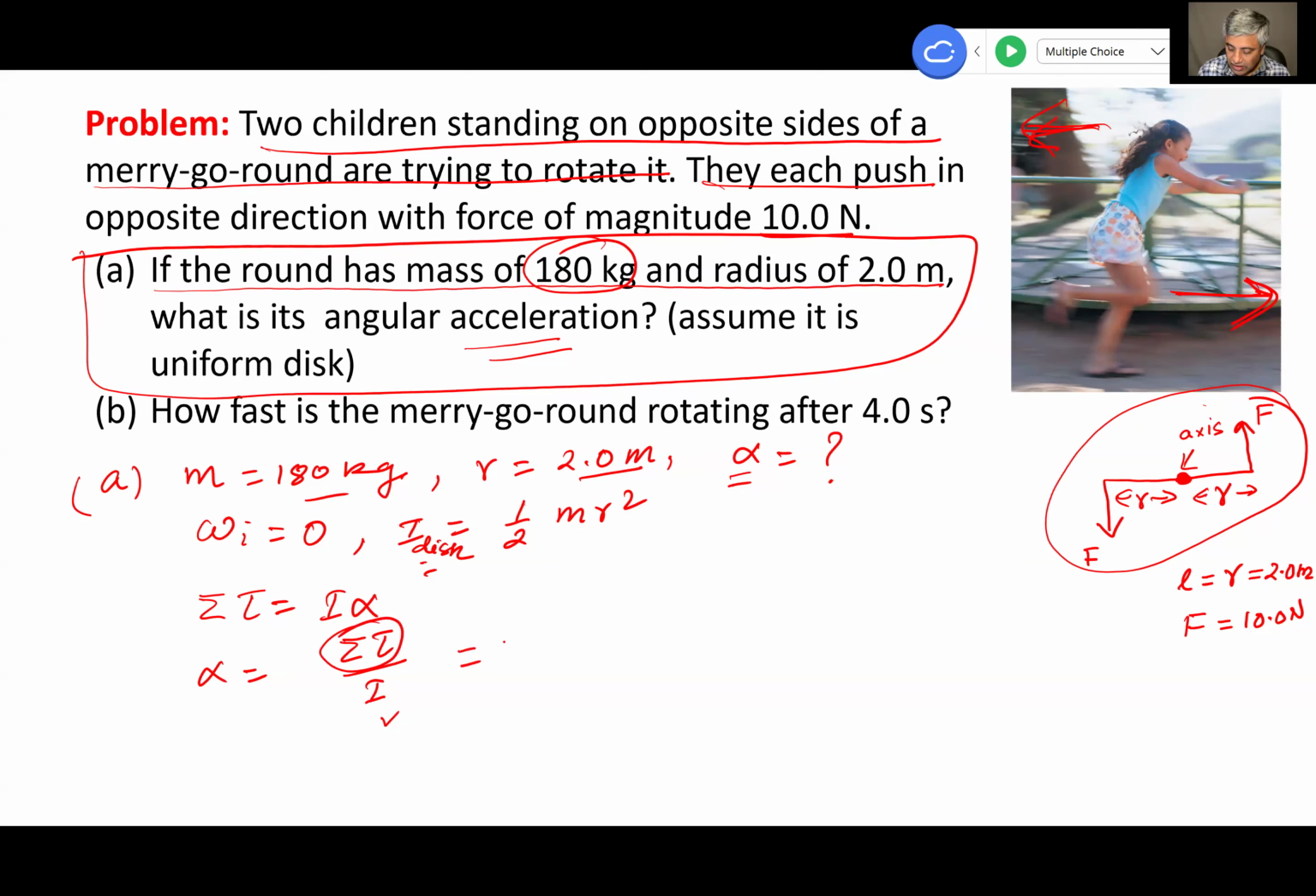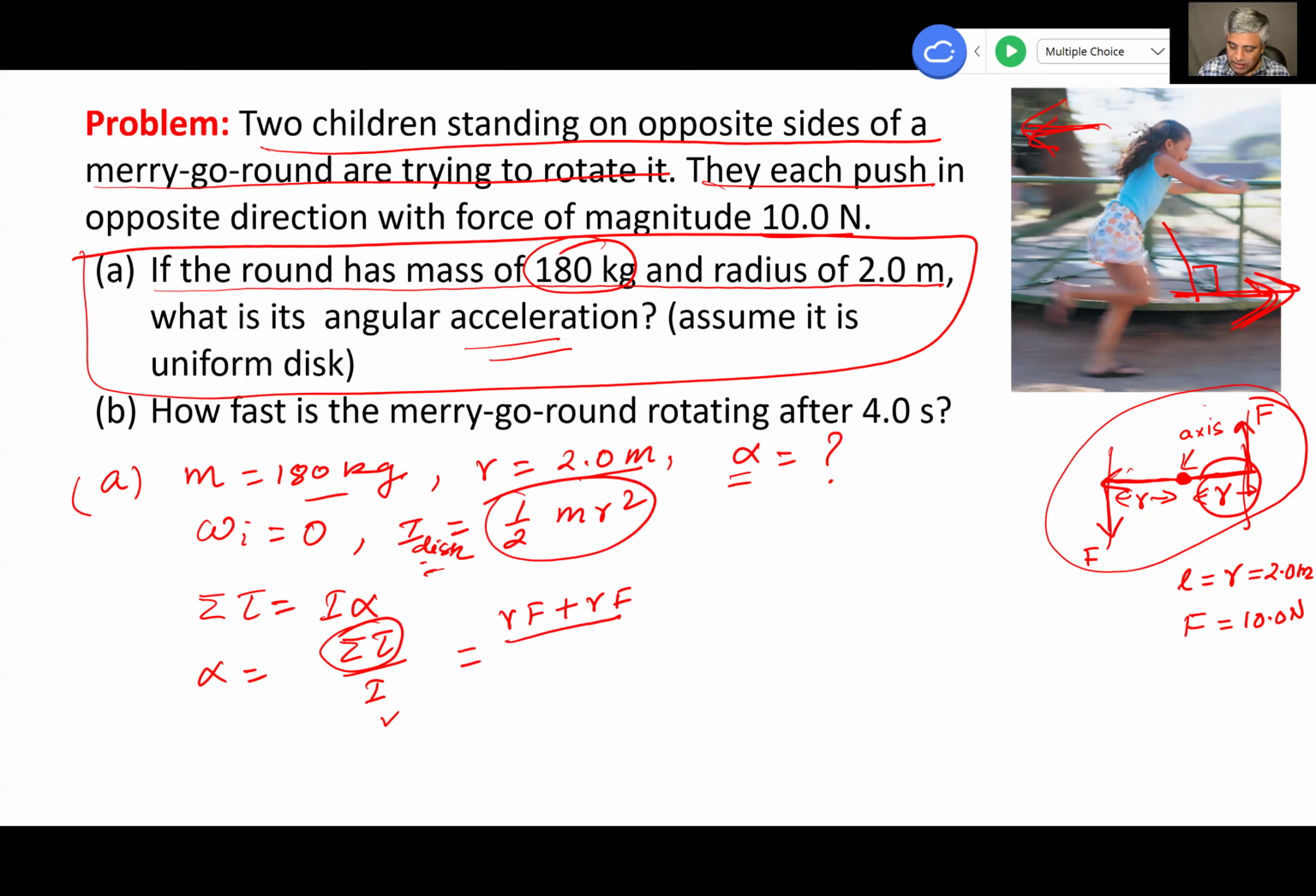Torque due to one force is R times F, and torque due to another force is also R times F. Remember, the force is still perpendicular. Kids are smart. They know which way to push and get the best result, okay? So they are pushing something like that. That's perpendicular to the radius. So torque due to one force is RF and torque due to another force is also RF.